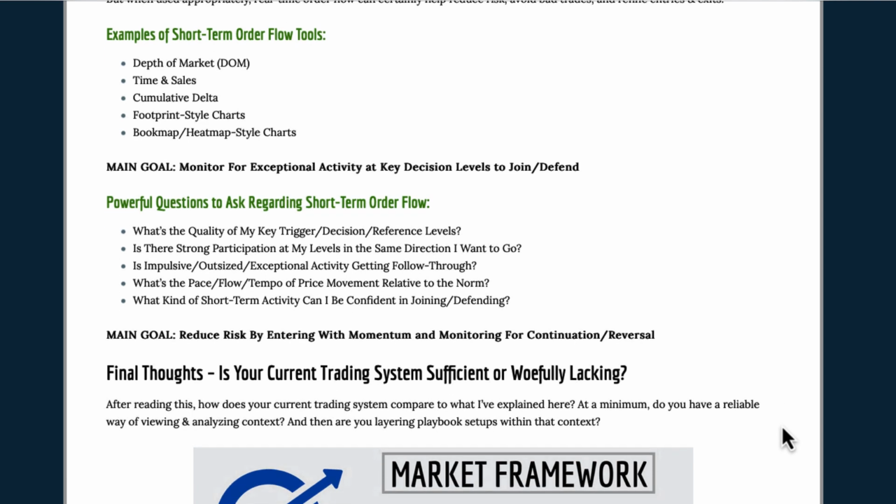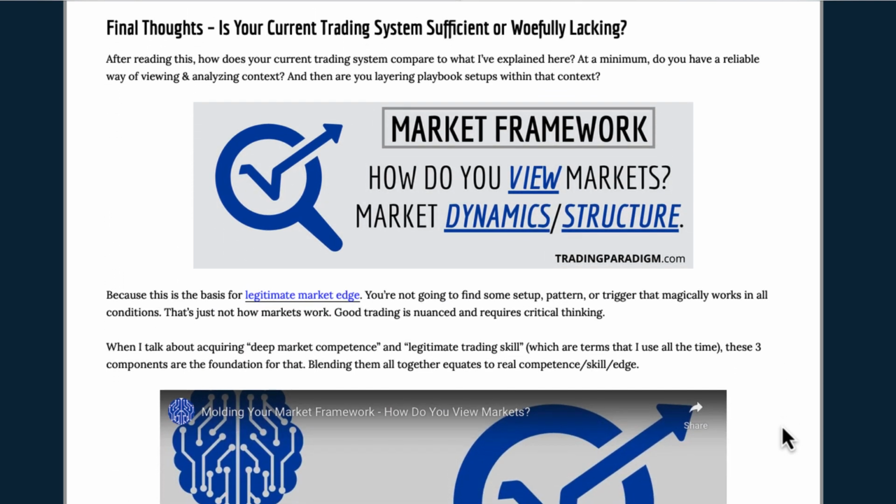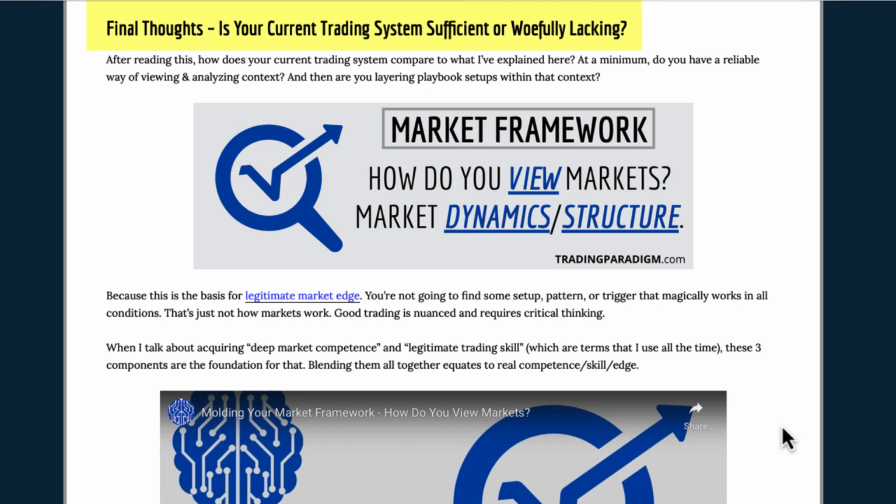Okay, I know that was probably a lot for many of you to take in, but how does your current market framework and trading system compare to what I've explained here? At a minimum, do you have a strong method for viewing and analyzing context? And then, are you layering reliable and repeatable playbook setups within that context? Because in my experience, most new traders don't have this kind of comprehensive system in place. Yet this is the basis for deep market competence, legitimate trading skill, and meaningful edge.